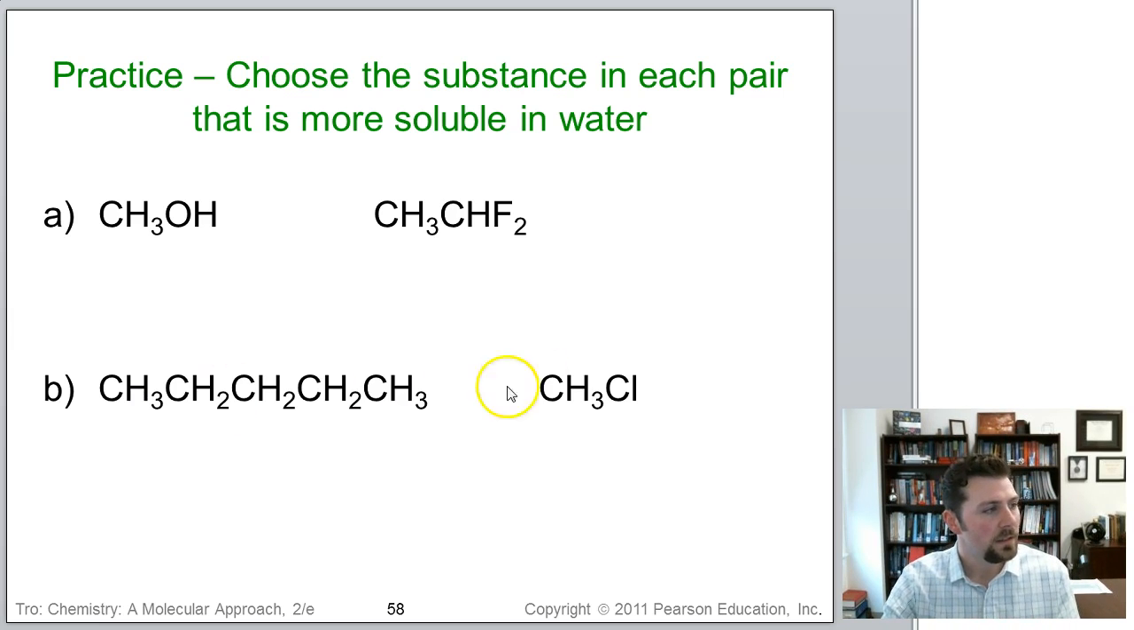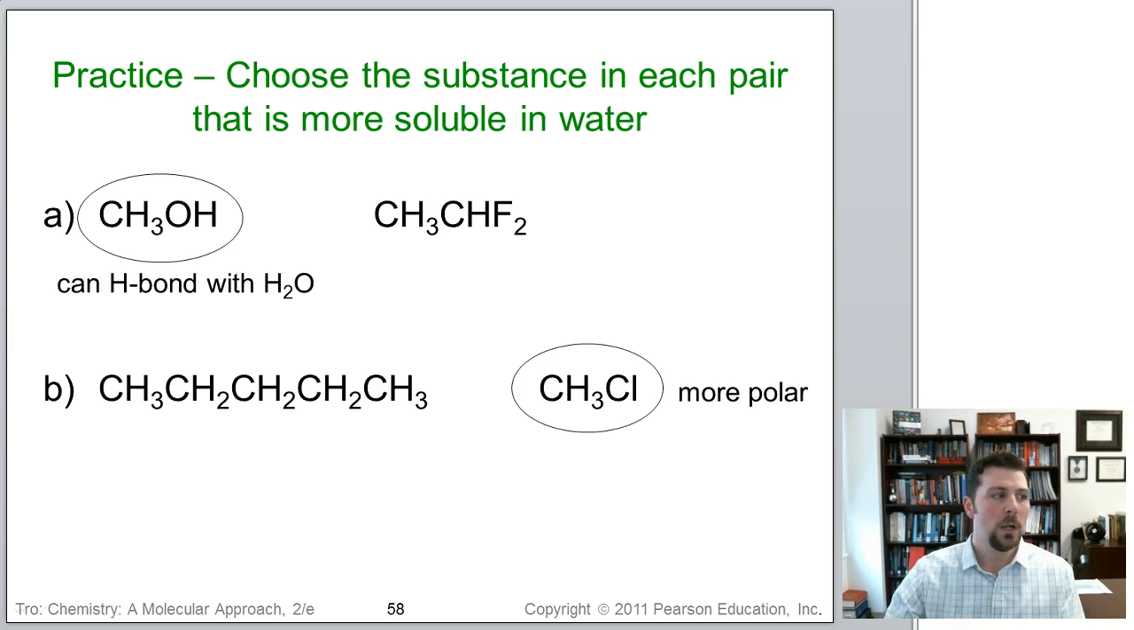Okay, how about this molecule? We've got hydrogen, but it's not attached to a NOF, so it doesn't have hydrogen bonding. But there's one, what we call a heteroatom, an atom that's different, a chlorine here instead of another hydrogen. That means it is polar, so it's more likely to be dissolved in water than this nonpolar molecule is. So we pick those two based upon the intermolecular forces.